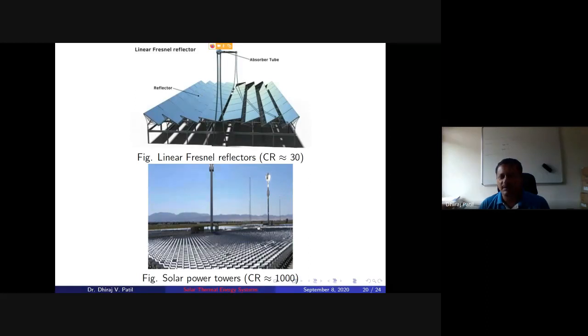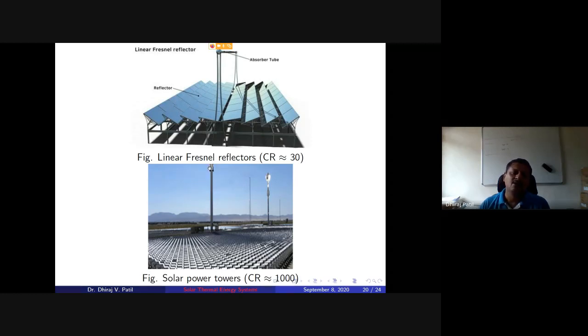The most common nowadays is heliostats, which you see here. There is a central tower, and this central tower is heated to very, very high temperature. The concentration ratio would go up to thousands, and all these mirrors concentrate solar radiation onto the respective tower.